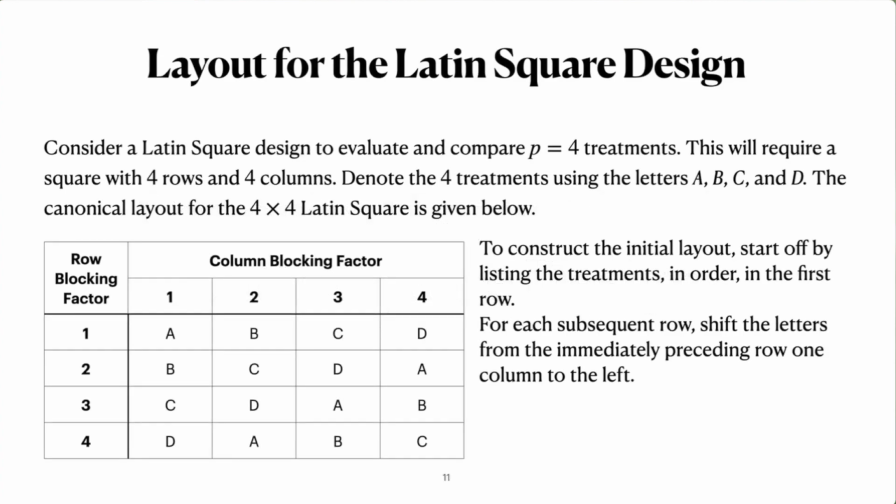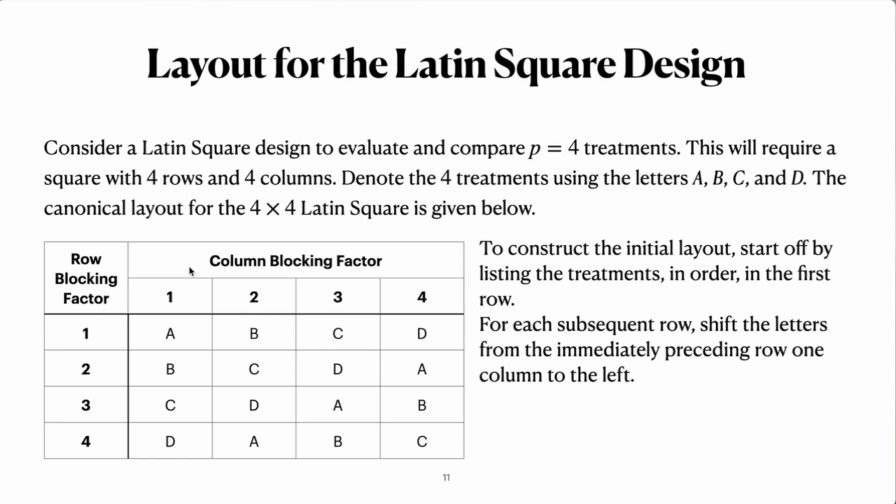So we'll first look at this canonical representation, this initial canonical layout for the Latin square design. And you'll notice that the structure of this square has the property that each treatment occurs once and only once in each row and column. All right, so if we look at row 1, A occurs only once, B occurs only once, C occurs only once, and D occurs only once. The same thing can be said for each of the other rows. There's no row where A occurs twice or 3 times or whatever. There's no row where B occurs more than once, and so forth.